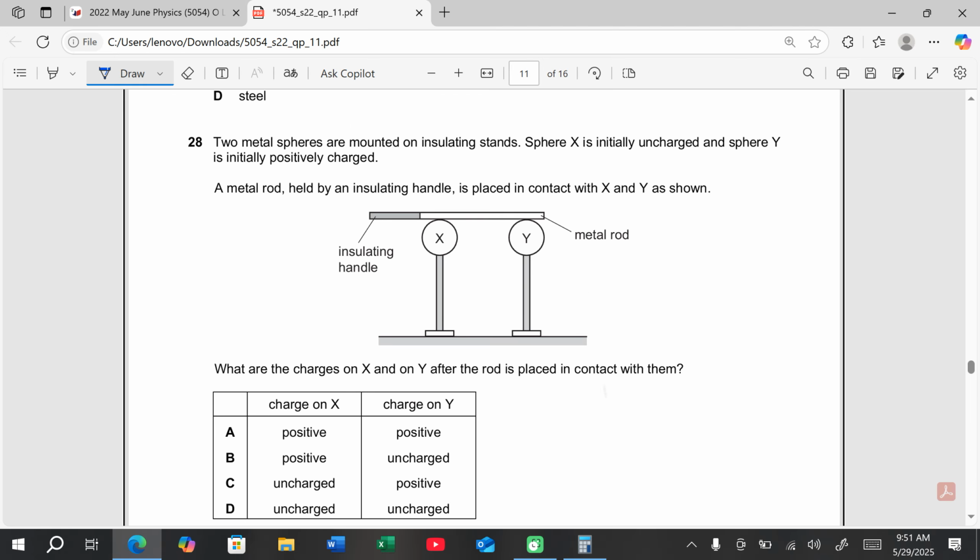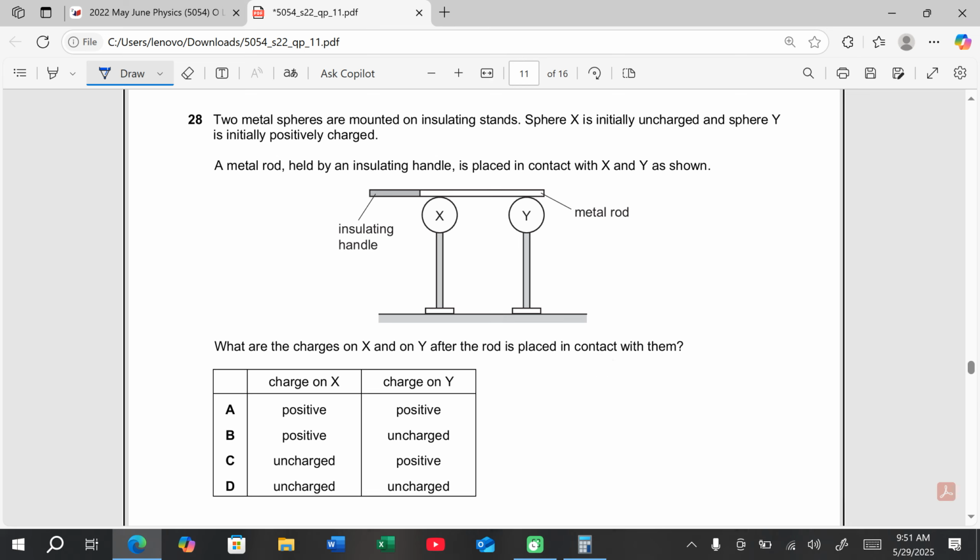Two metal spheres are mounted on insulating stands. The sphere X is initially uncharged, sphere Y is initially positively charged. So Y is positive. A rod held by an insulating handle is placed in contact with this. What are the charges on X and Y after the rod is placed in contact with this? So whenever something is touching something, the same charge is transferred to the other, so X should be positively charged, and Y should also remain a positive charge.